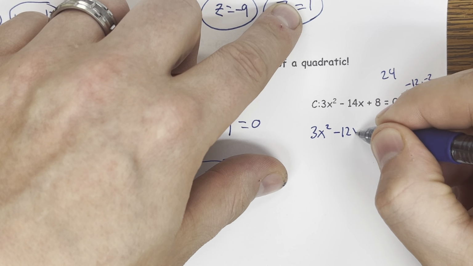GCF of the first two is 3x. Left inside would be x minus 4. GCF of the second two, negative 2. Left inside, x minus 4 equals 0. So rewrite the outer two terms, 3x minus 2. The common set of parentheses is x minus 4 equals 0.